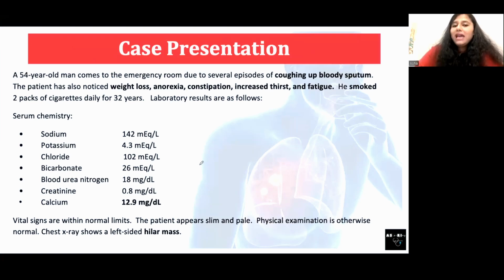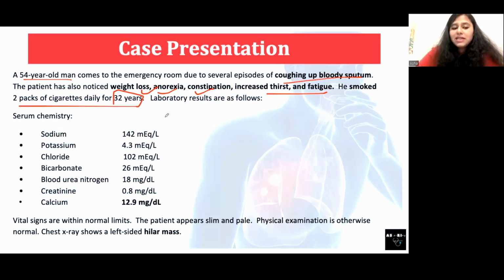So now we had my case presentation on the esophagus. I want to bring you one more to help you understand that smoking mainly also affects the lungs of those patients who are smoking. We had another gentleman, a 54-year-old patient, who was coughing a lot and having a lot of bloody sputum. He had weight loss, anorexia, constipation, a lot of thirst and fatigue, and he smoked 2 packs of cigarettes daily for 32 years, okay? Very similar to the other presentation.